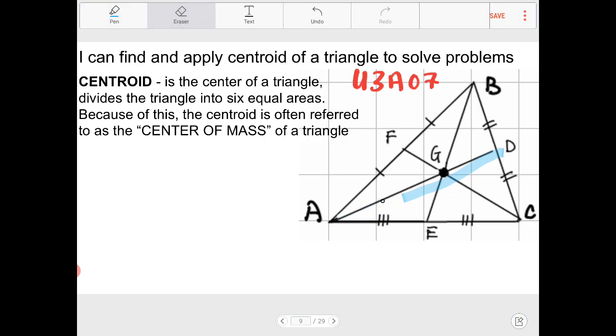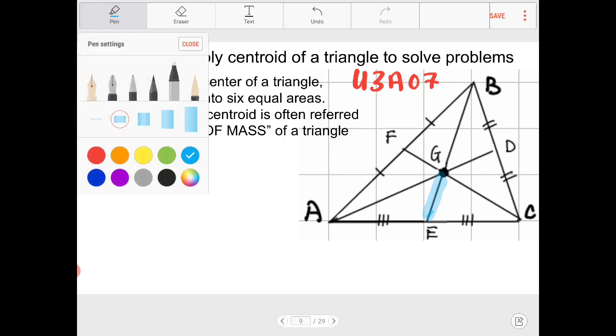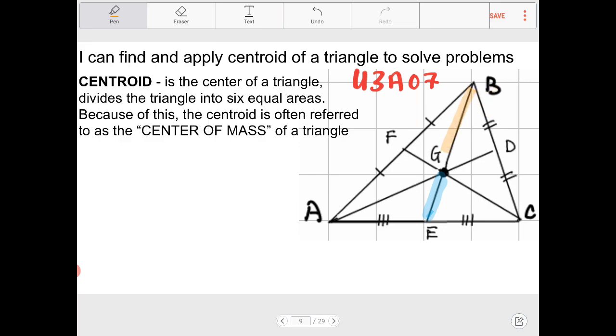So if you thought about this for a little bit, point G certainly does not break up the medians into equal parts. They don't look like they have the same length, right? So for instance, this line right here, EG, looks to be shorter than segment BG. And as a matter of fact, it looks like EG looks to be almost, dare I say, half of BG, right?